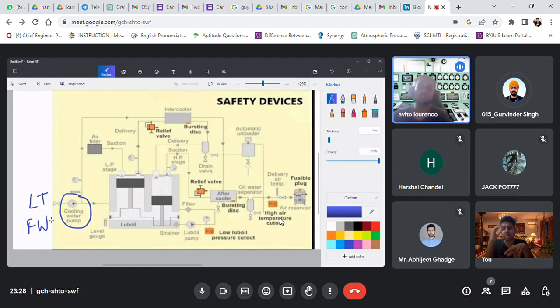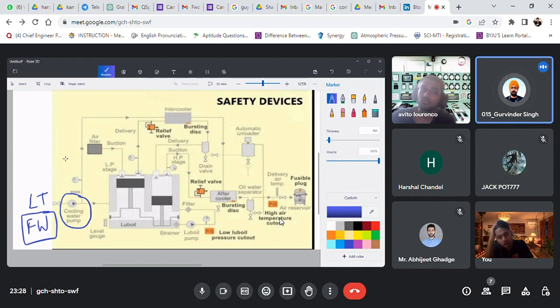Okay, so the question is, why do I have to use fresh water, and why can't I use the seawater, which can cool? It can damage the parts. It can cause corrosion and all. Okay, so that will be the answer for that.